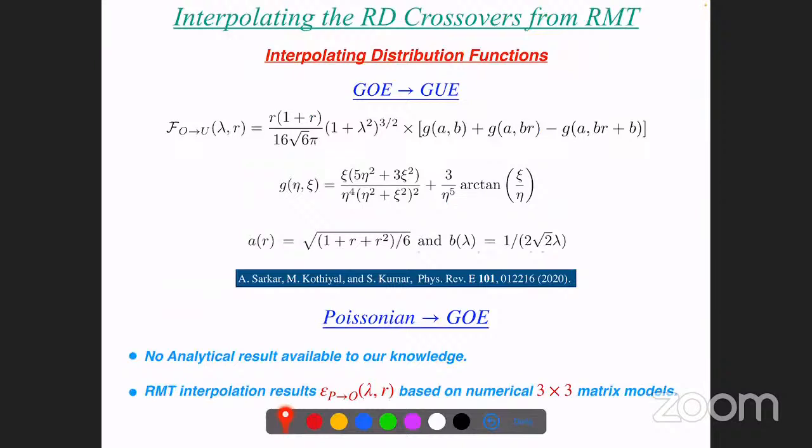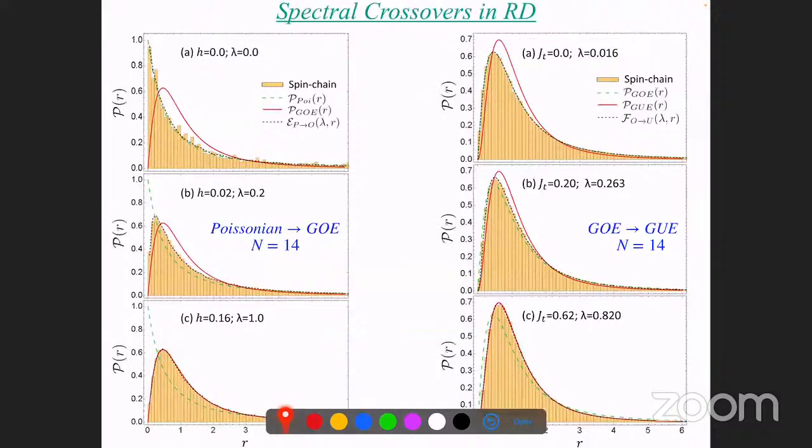And Santosh Kumar and co-workers actually derived this result for the interpolating function for the GOE to GUE sometime back here. Okay, so we have an interpolating function like before. For the Poissonian to GOE, there is no analytical result available to our knowledge. So we use a 3x3 matrix model. We need at least 3-dimensional matrices because we need 3 energies, right, to have ratios. So that is denoted by EPO, this numerical interpolating function. So again, we find that when we do this analysis, this crossover is extremely well traced by the RMT results. Okay, so I won't go into the details of that.